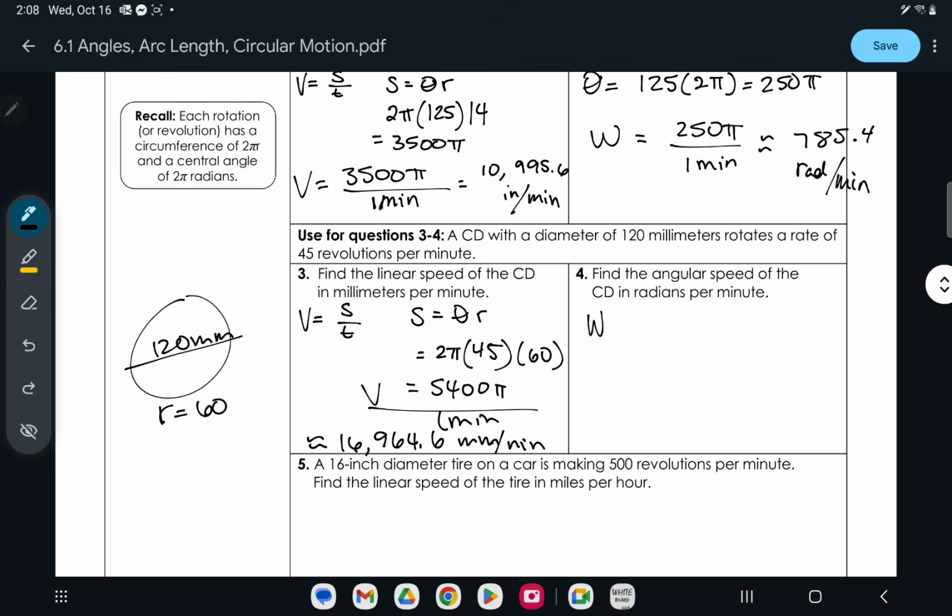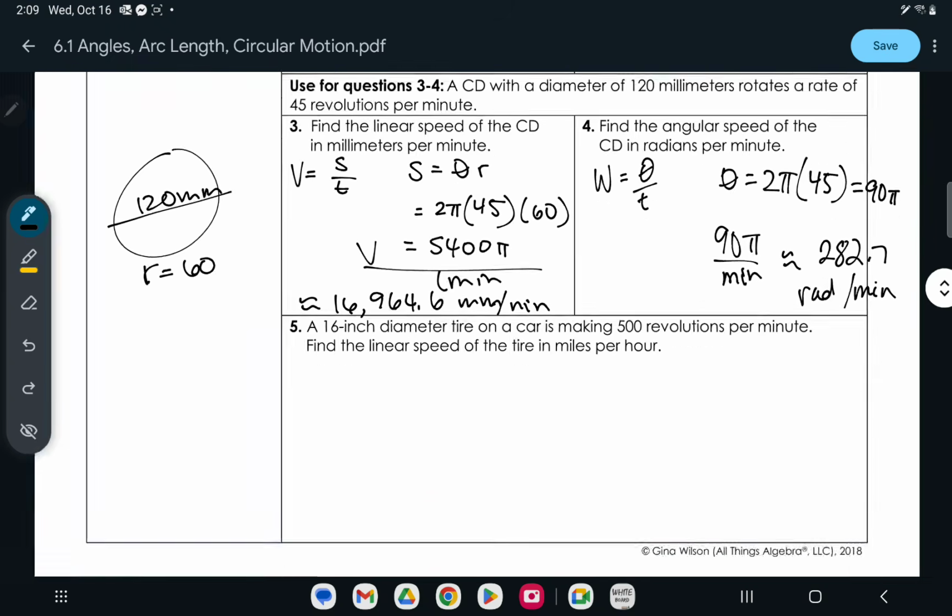Angular speed is theta over time. And our theta, we're going 2 pi for 1 revolution, but we're going 45. So that just gives me 90 pi. So 90 pi per minute, which is about 282.7 radians per minute.